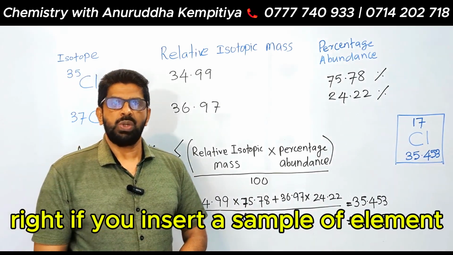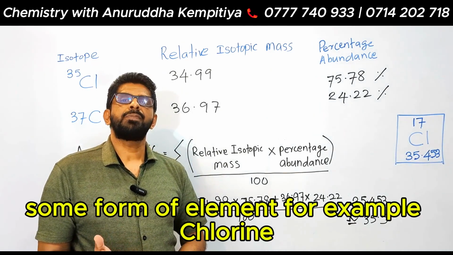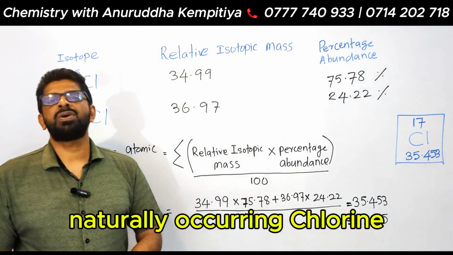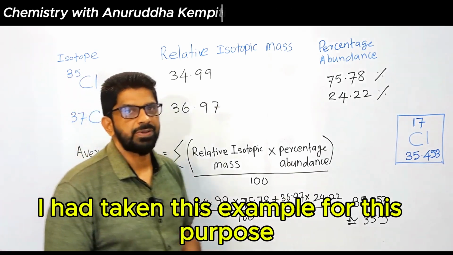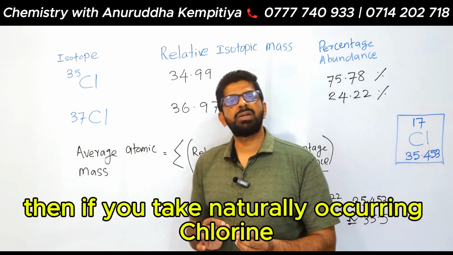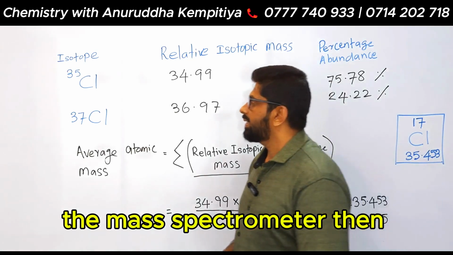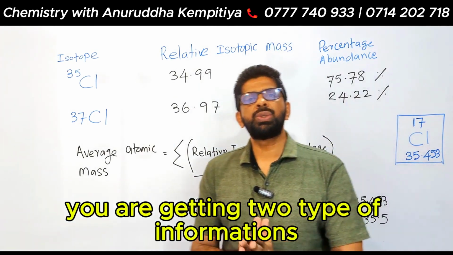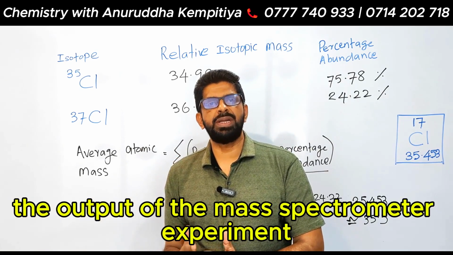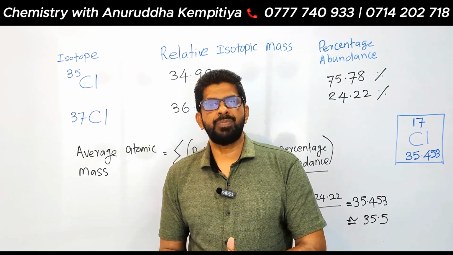Right. If you insert a sample of an element, some form of an element, for example, chlorine, naturally occurring chlorine. I have taken this example for this purpose. Then if you take naturally occurring chlorine and analyze it with the mass spectrometer, you are getting two types of information, or the output of the mass spectrometer experiment contains two types of information.